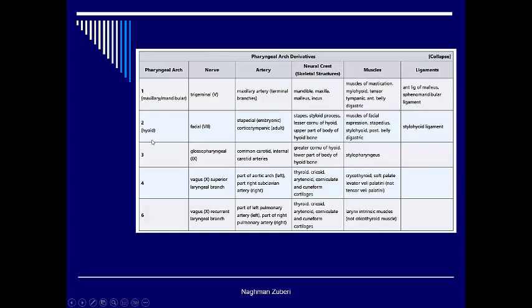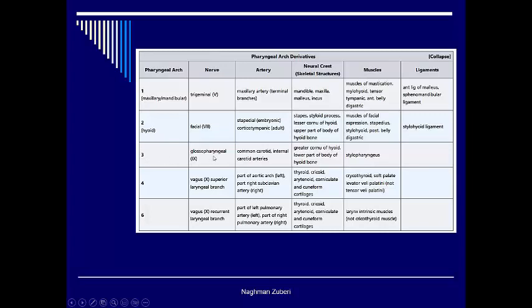From the second pharyngeal arch, which is called the hyoid arch, its nerve is the facial nerve, which is the 7th cranial nerve, and the artery is stapedial during the embryonic period, and then the corticotympanic in adult life. Neural crest skeletal structures: stapes, styloid process, lesser cornu of hyoid, upper part of the body of the hyoid bone. And muscles of facial expression, stapedius, stylohyoid, posterior belly of digastric muscle. So for the digastric muscle, the anterior belly comes from one arch, and the posterior belly comes from the other arch. And the stylohyoid ligament arises from the second pharyngeal arch.